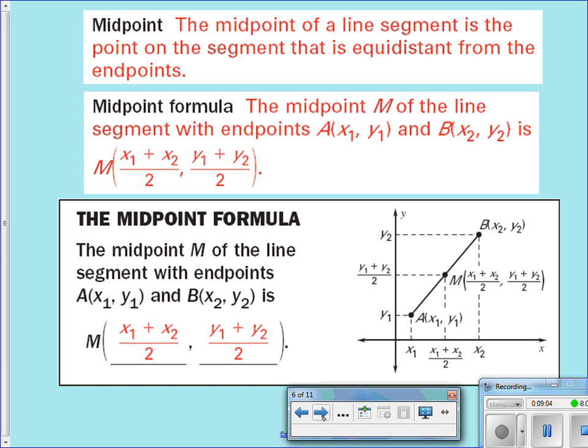So that is the distance formula. Here's the midpoint formula. Midpoint formula is just that. It is a point. It is an ordered pair that is exactly in the middle. Well, guess what's another word for in the middle?